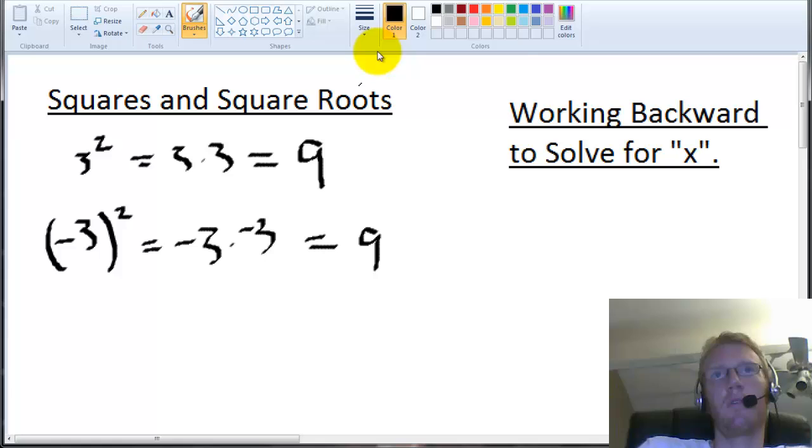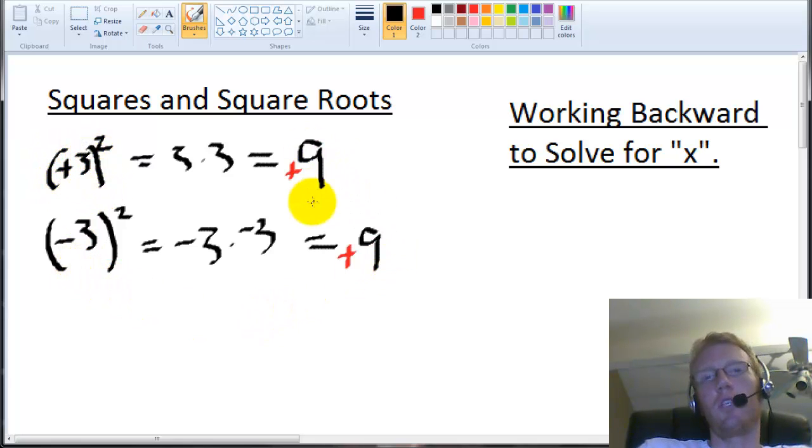So the output of these numbers is both positive, even though the number that we input in one case was a positive 3, and in the other case was a negative 3. So just like with absolute value bars, you have two different inputs that both give you the same output. So when we get to the next step, which is going to be working backwards to solve for x, there's going to be two possible answers. One is the positive answer that plugged in, and one is the negative answer that plugged in. And we won't know which is which, so we have to include both possible answers. So squares and square roots.